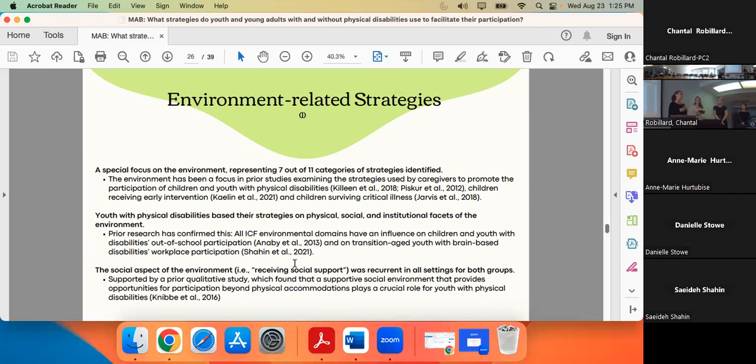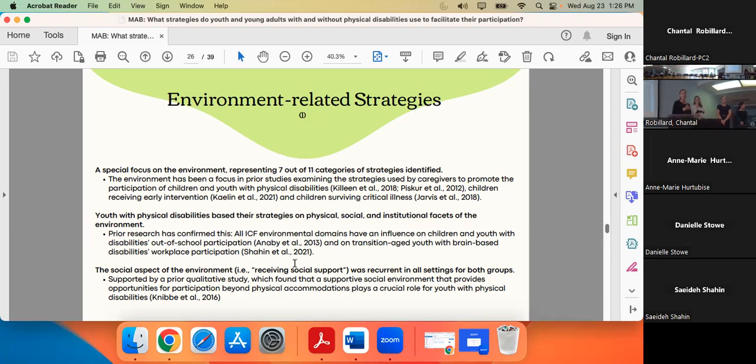It was also interesting that youth with physical disabilities base their strategies on multiple facets of the environment. So they base it on the social, the institutional, and the physical facets of the environment. And this also is congruent with prior studies. A scoping review by Annaly found that all ICF environmental domains had an influence on children and youth with disabilities' out of school participation. And another scoping review also found that transition age youth with brain-based disabilities' workplace participation was influenced by all environmental domains of the ICF.